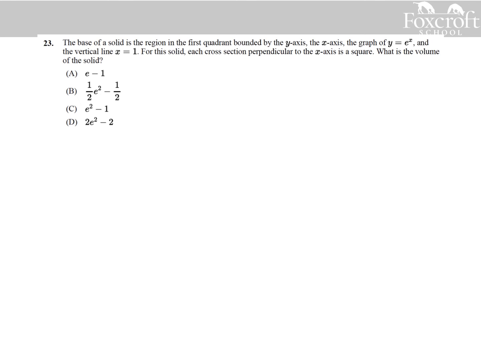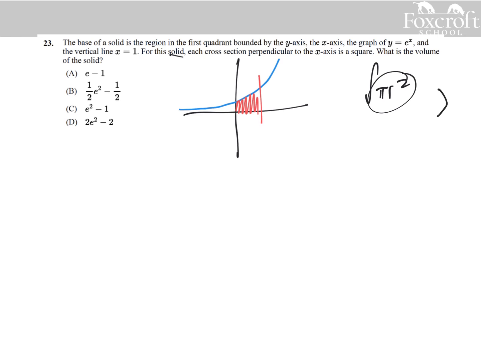The base of a solid is the region in the first quadrant bounded by all these things. So our xy axis, e to the x, and x equals 1, and it's this region. For the solid, each cross-section perpendicular to the x-axis is a square. We've done problems like this before. We kind of have this pi r squared because we're doing a rotation around, and when you do a rotation around, all your cross-sections are circles, and that's the area.